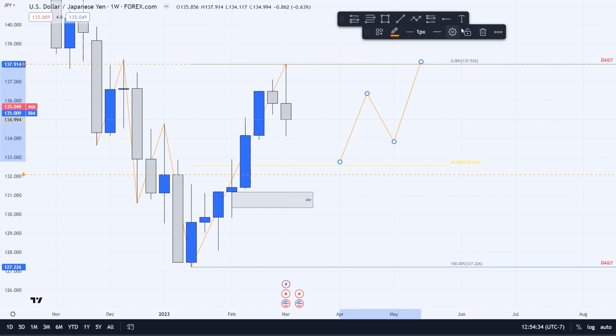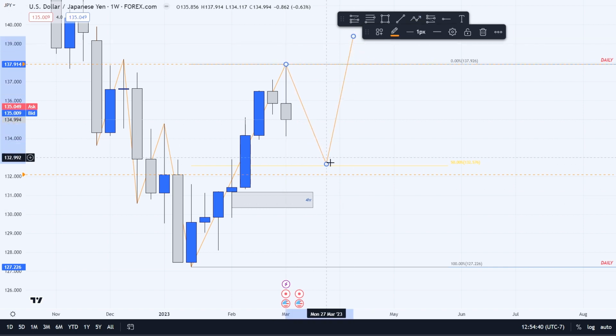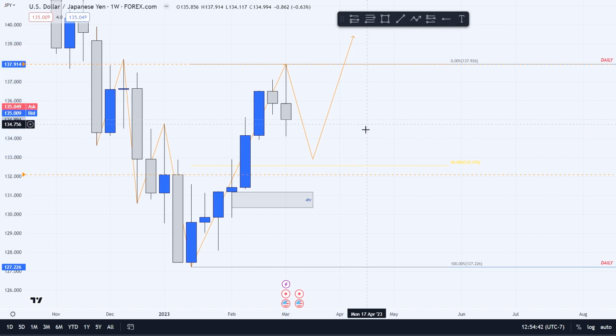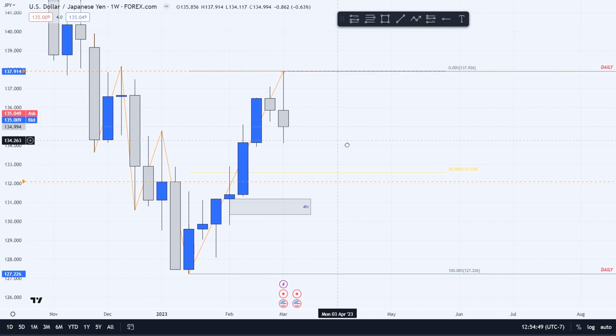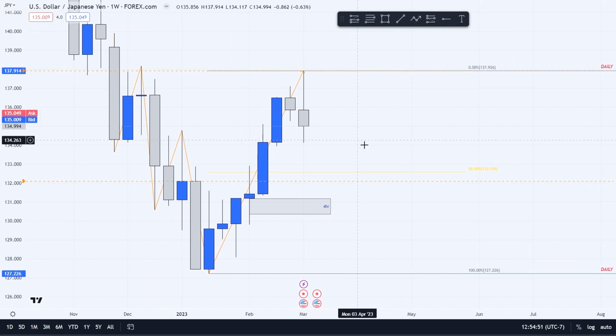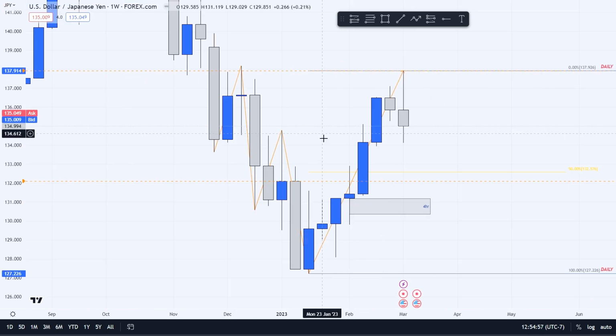So if price does this, it don't have to go that low. It don't matter how low it goes, but as long as it makes a higher low and then a higher high, then for me that validates the uptrend. So then I would be looking for overall long-term buys. So right now it's just a long pullback to me. You know what I'm saying?